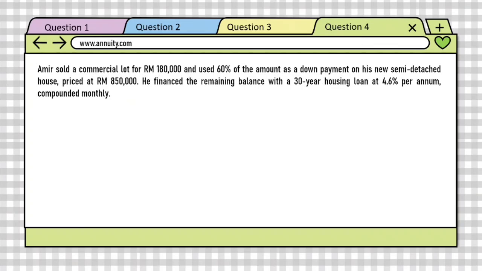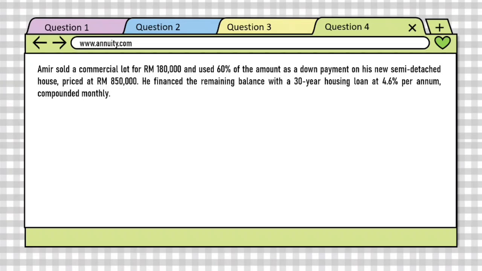So here is question number 4. Amir sold a commercial lot for RM 180,000 and used 60% of the amount as a down payment on his new semi-detached house priced at RM 850,000. He financed the remaining balance with a 30-year housing loan at 4.6% per annum, compounded monthly.